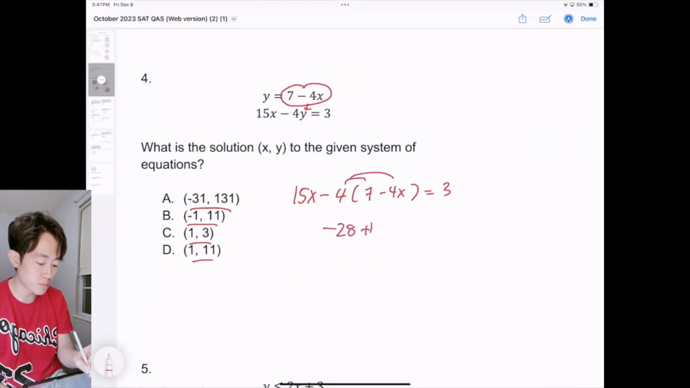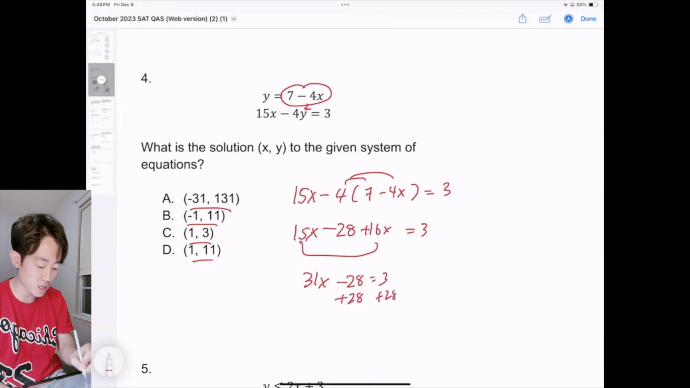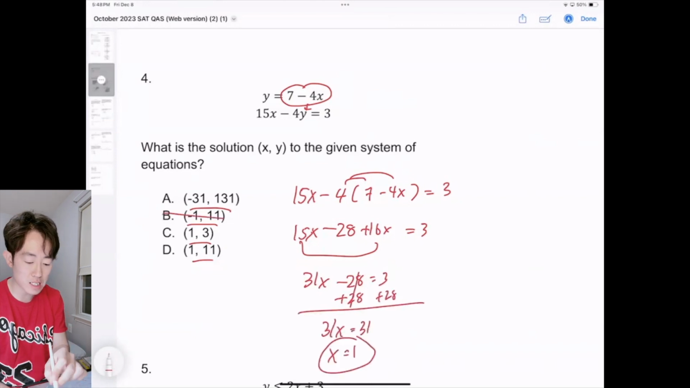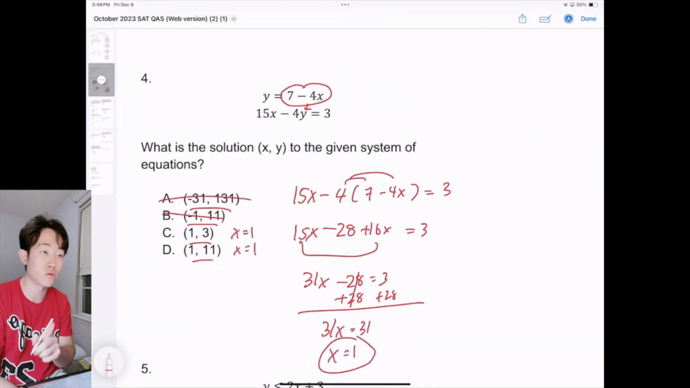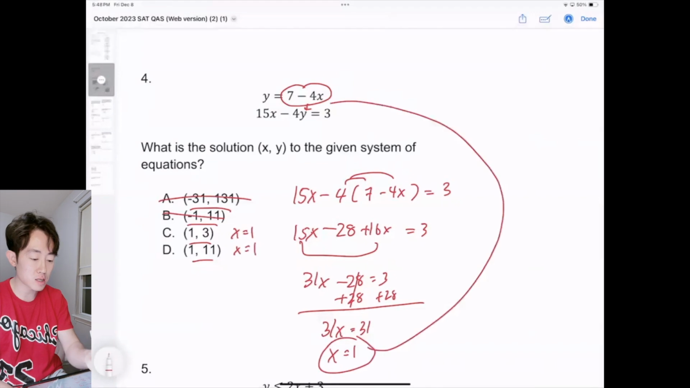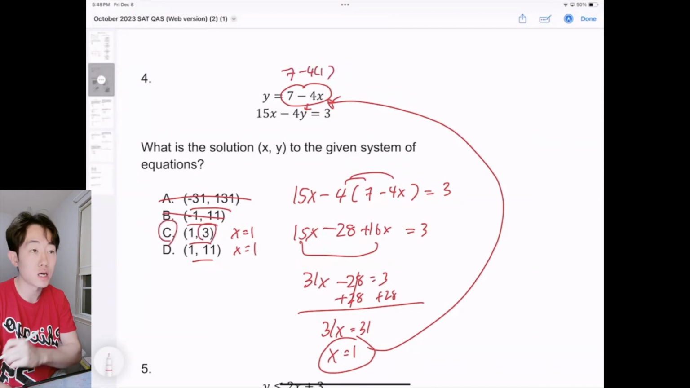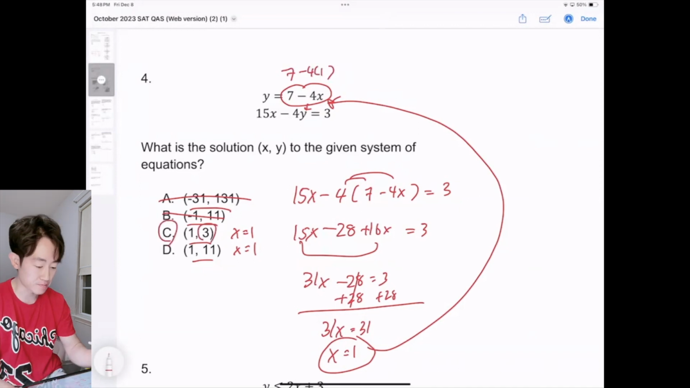Distribute: -28 plus 16x, 15x equals 3. Then you get 31x, combining like terms, equals 3 plus 28. 31x equals 31, x equals 1. So that eliminates B and A because x equals 1 is only possible for C and D. And if you plug this into the first equation, 7 minus 4 times 1, that gives me a y value of 3. So it has to be C for this one.